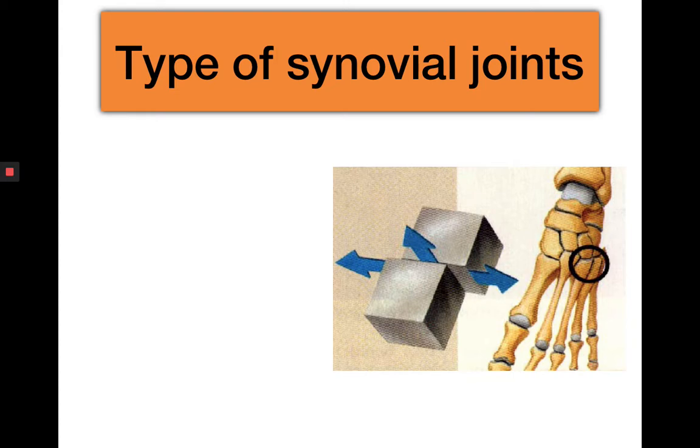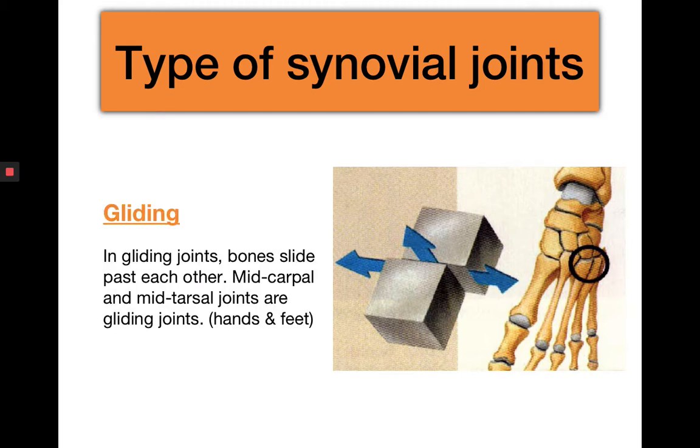Then we have these gliding joints, and here this is in cuboid, short, blocky bones, sort of mid-tarsal or mid-carpal, and we can see here this is in the bones of our ankle. These slide past each other in different directions, but they don't really open and close. These are more slidey or gliding joints.